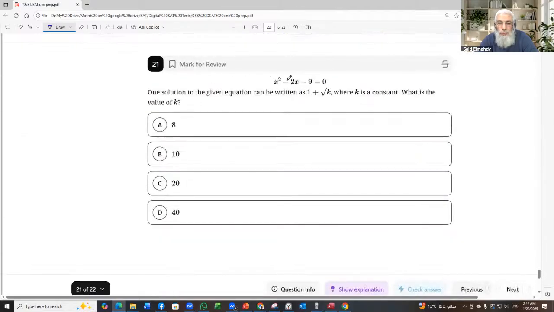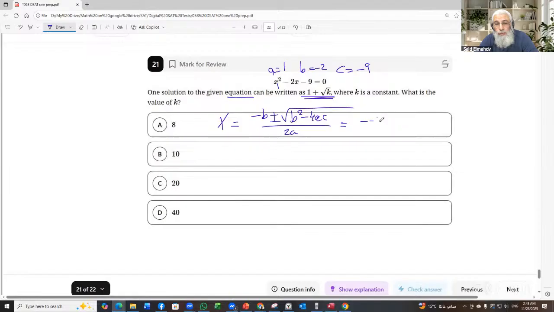This question: x squared minus 2x minus 9 equals 0. One solution to the given equation can be written as this, where k is a constant. What is the value of k? We can use the quadratic formula. x is equal to minus b plus or minus square root of b squared minus 4ac, divided by 2a. A here is equal to 1, b is equal to negative 2, and c is equal to negative 9.